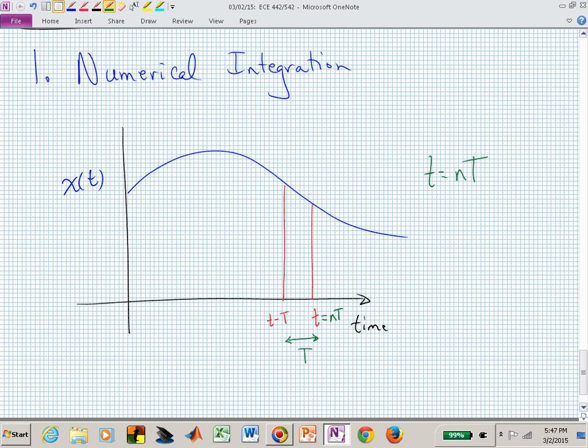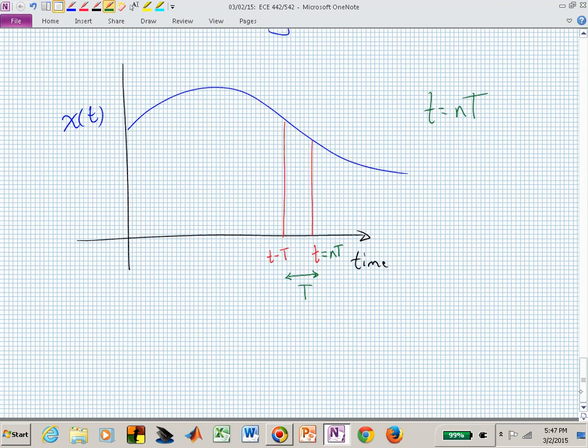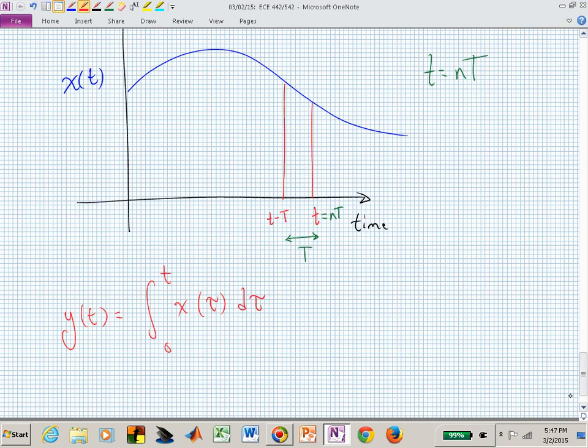That's our picture. What we want to do then is, as we said, we want to generate the area underneath that curve. We want to now find y of t, which is the integral from 0 to t of x of tau d tau. That's our normal way of thinking about the area underneath that curve, where the curve's top is the function x of t.